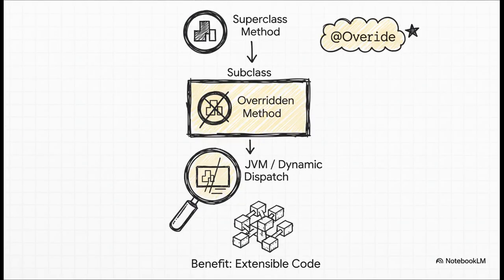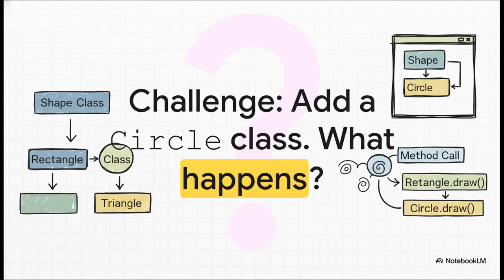Okay, let's wrap this up with the key takeaways. First, overriding is what you do. A subclass provides its own version of a method. Second, dynamic dispatch is what the JVM does. It picks the right method at runtime based on the actual object. The big benefit? You get super flexible, extensible code. One interface, many behaviors. And please, remember, use @override and know that things like static and private methods don't get overridden.